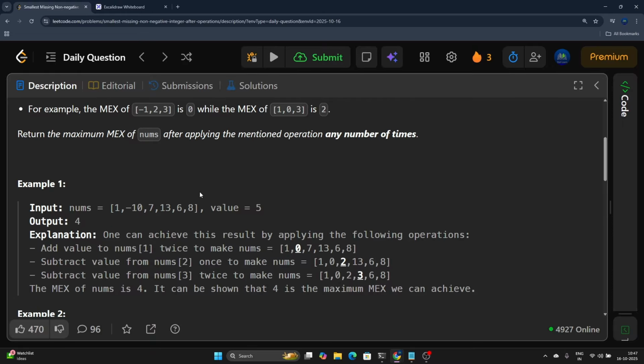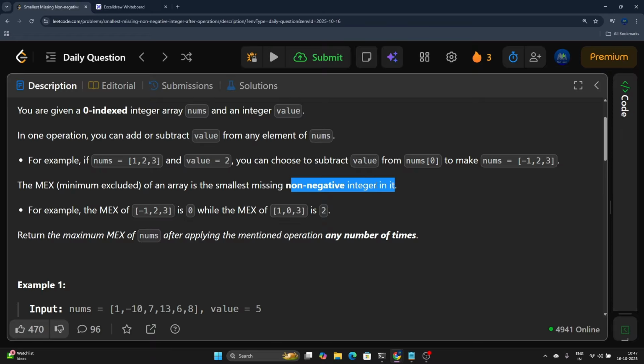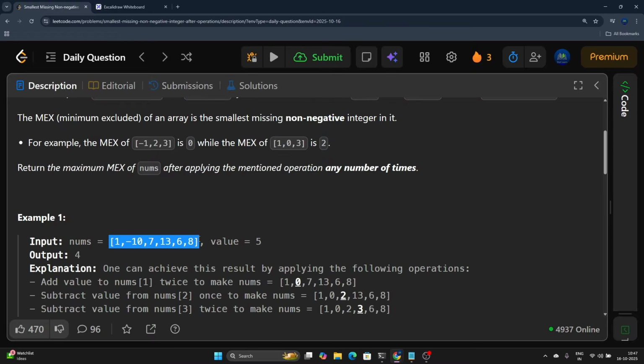So let us try to understand the problem using example number 1, in which the numbers are 1, -10, 7, 13, 6 and 8, and the value is 5. It means you can either add or subtract 5 from any element, and you can perform the operation any number of times. Your only goal is to find out what's the maximum value of MEX possible in this array. Right now, if I see this particular array, the MEX is 0, right? We do not have a 0. 0 is the smallest non-negative integer, so 0 can be the answer for this particular array, right?